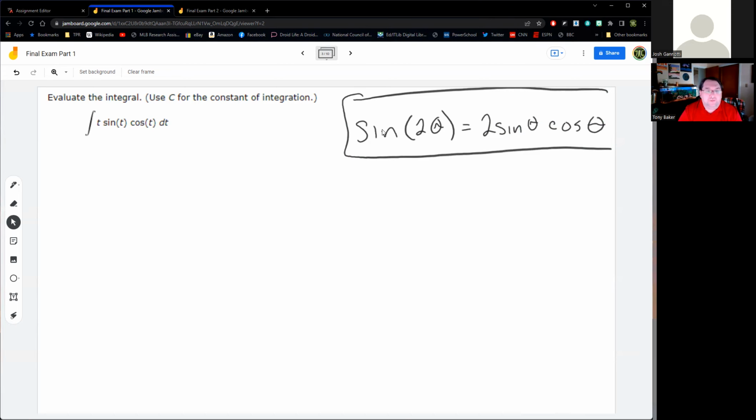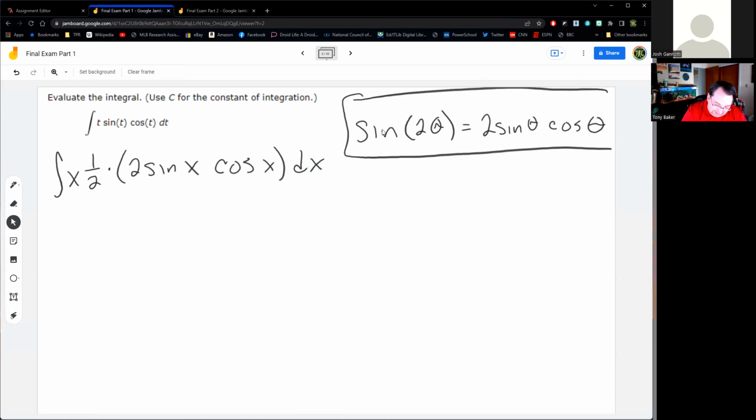The reason we're using this one is it's going to take the sine and the cosine and give me one piece there instead of two functions. So this way I can do integration by parts. So we're going to modify this a little bit. I'm going to use x's instead of t's just to make it a little bit easier. So we're going to change this to 1/2 times 2 sine x cosine x dx.